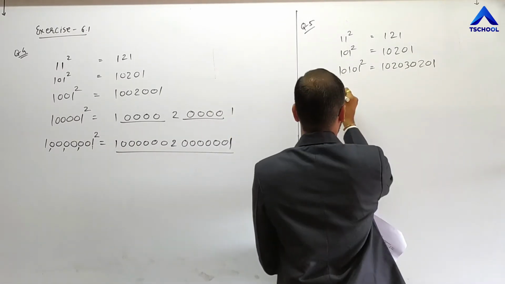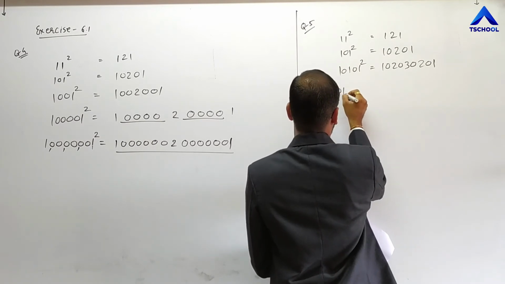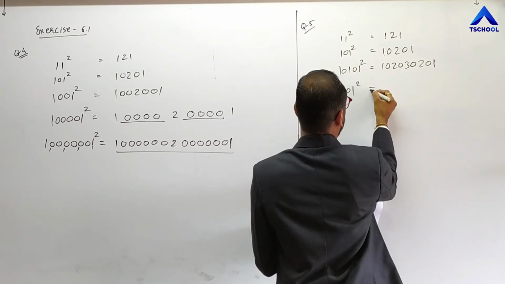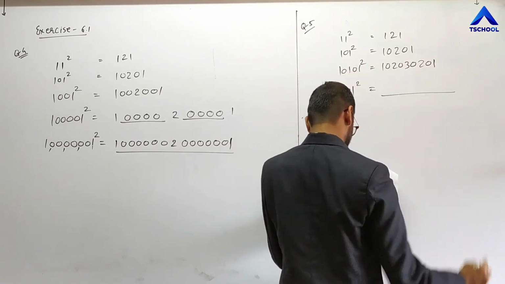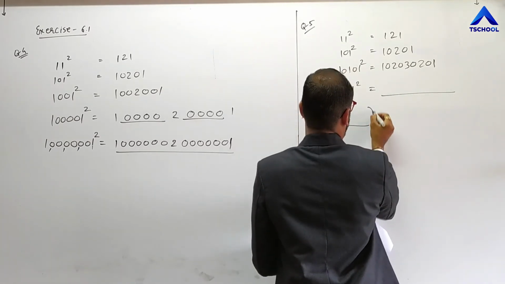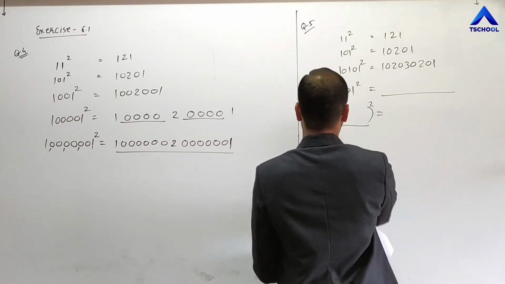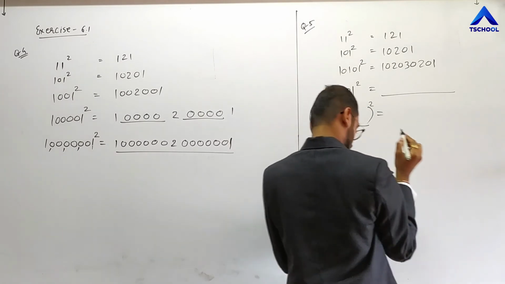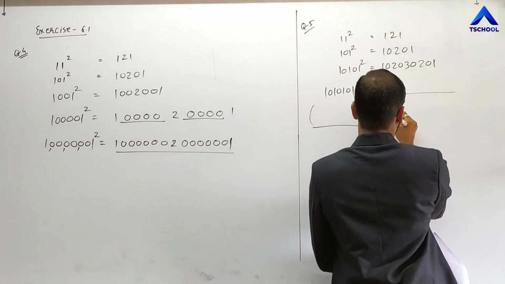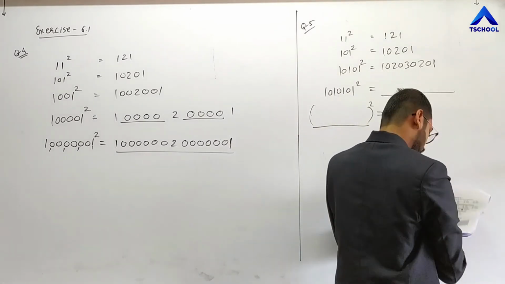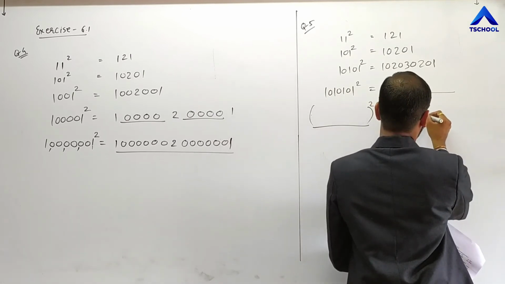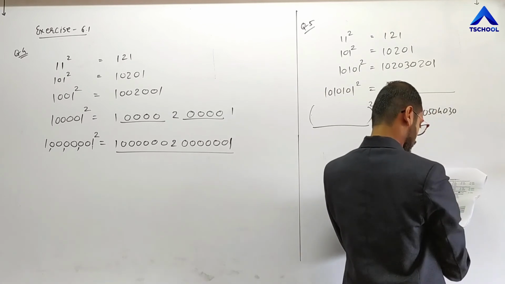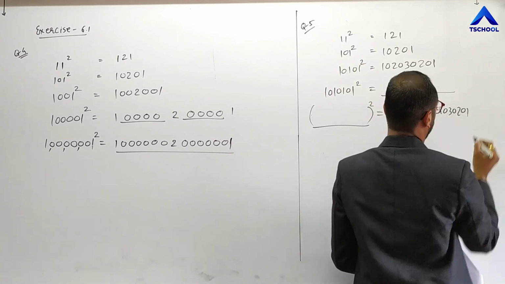What is the answer of 101010 whole square? What is the answer of this square? And what is the square of a certain number that will give the number 10, 20, 30, 40, 50, 40, 30, 201?